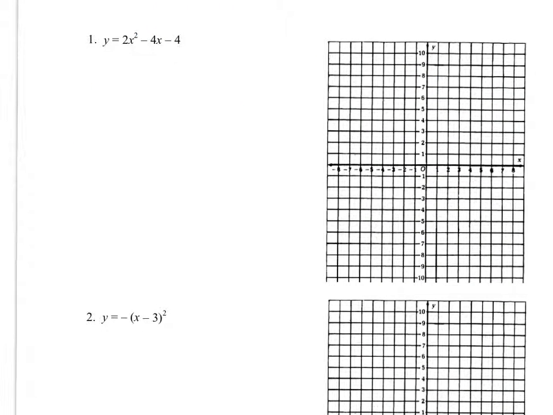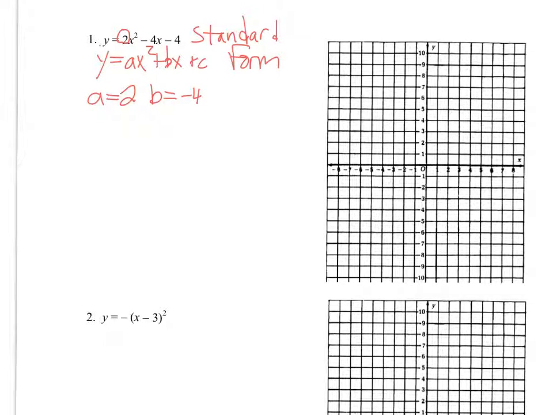Now I have a couple examples for you to work on. I'm going to get you started on this first one with help identifying your coefficients. The first equation is in standard form, so if you recognize that this is in the y equals ax squared plus bx plus c form, you'll be able to identify your a as 2 right here, your b as -4, don't forget the negative sign with the 4 here, and then c is also -4.